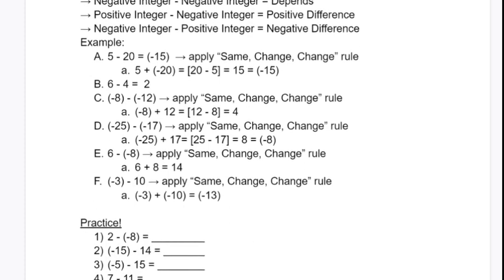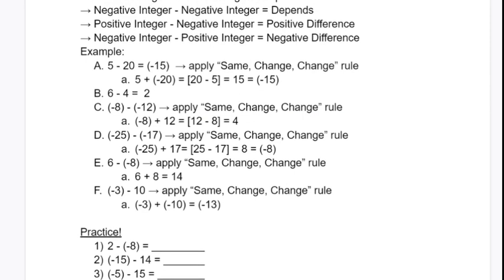And so moving on is negative 8 minus negative 12. Applying the same change rule, you would keep the first integer the same, so negative 8. You're going to change the subtraction sign to addition, and the negative 12 becomes the opposite, which is positive 12. So now we're going to do 12 minus 8 and attach the bigger integer sign, which is positive, so it's positive 4.